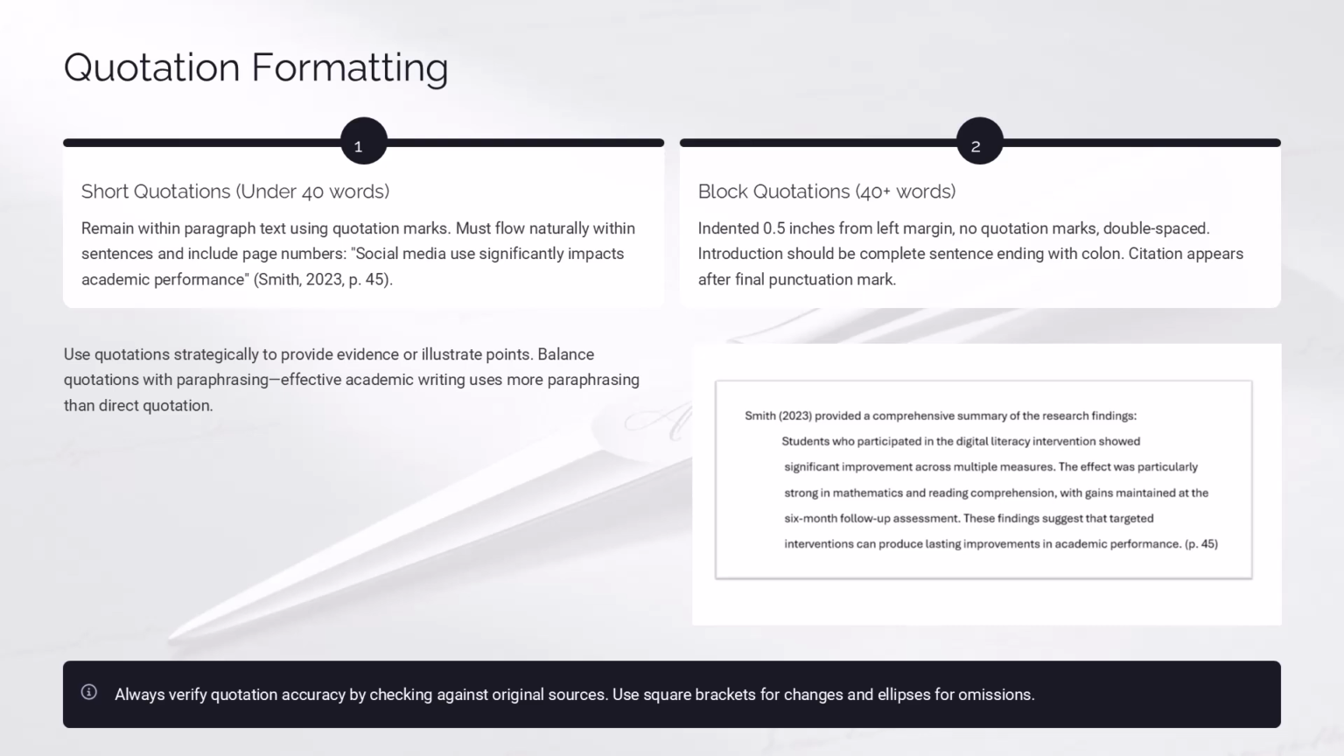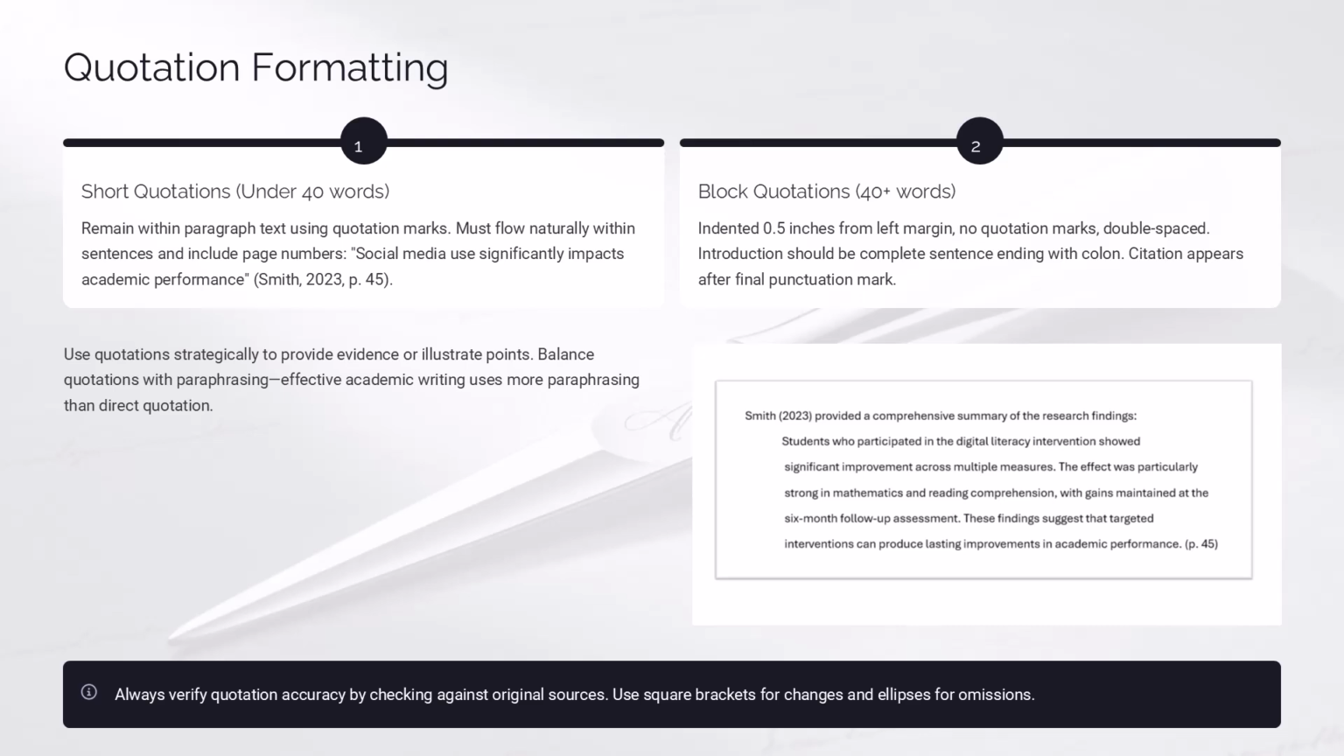Introduce quotations with context that explains their relevance and follow them with analysis or commentary that connects them to your main points. Quotations should support your arguments, not replace them. Consider the balance between quotations and paraphrasing in your writing. Effective academic writing typically uses more paraphrasing than direct quotation, demonstrating your ability to understand and synthesize source material, rather than simply reproducing it.